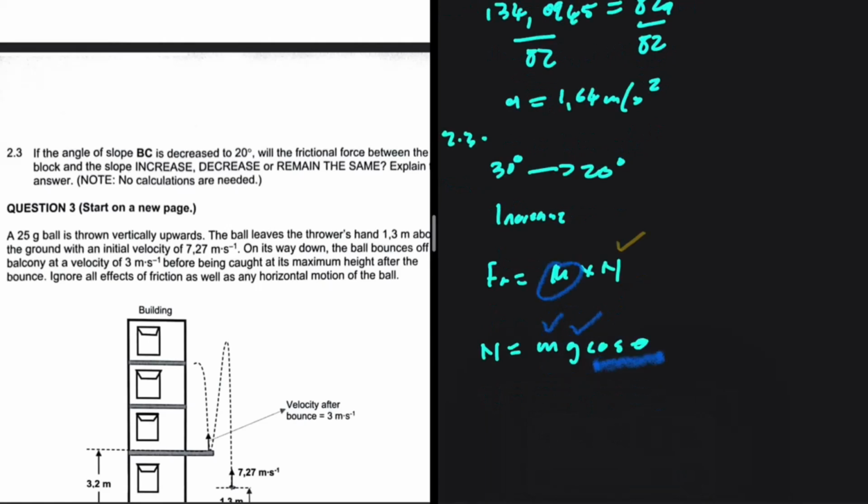If the angle decreases, does the normal force increase or decrease? We know that cos of 0 is 1 and cos of 90 is 0. If you decrease the angle, the normal force increases. If you increase the normal force, the frictional force is going to increase.